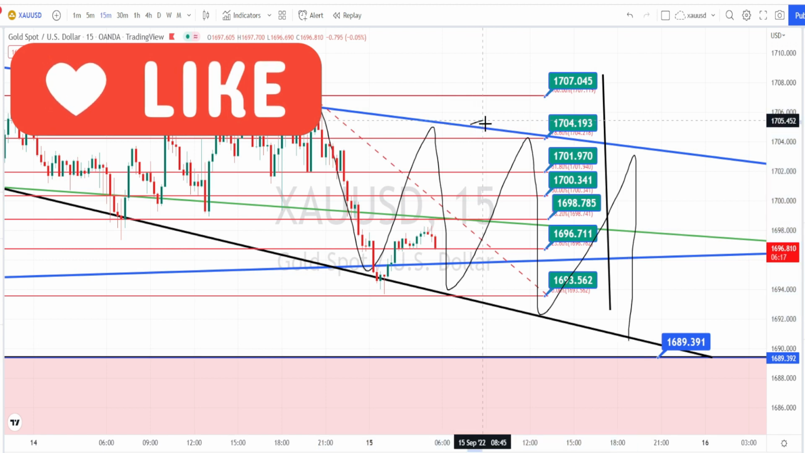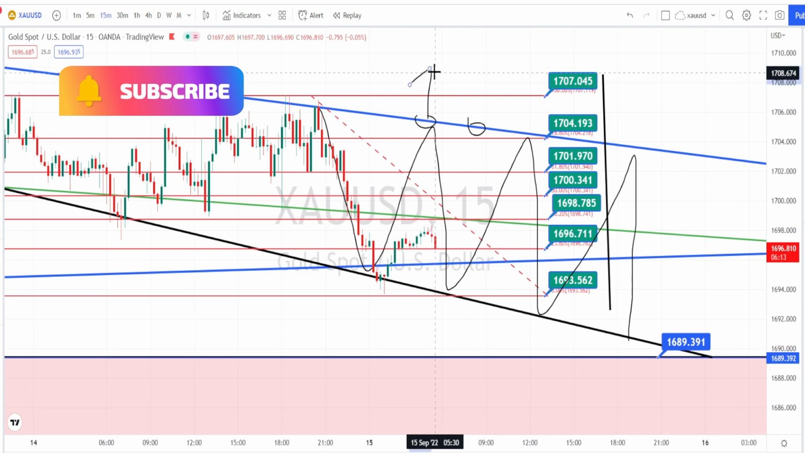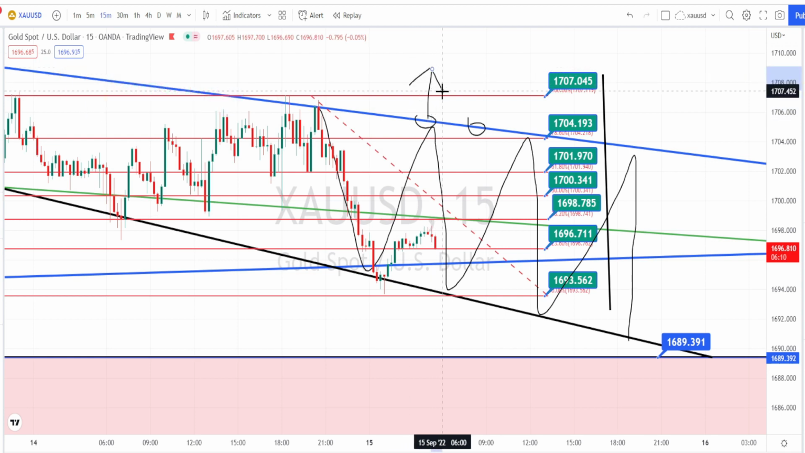And only when the price action breaks this resistance line, we can expect the bullish side retracement to start in 15 minutes time frame. That's all the analysis for today.